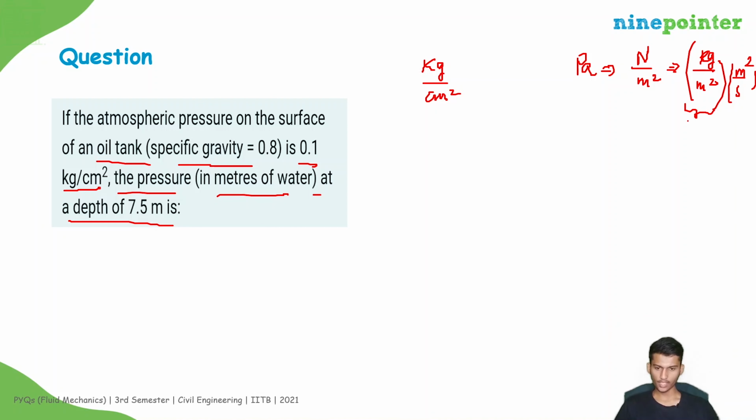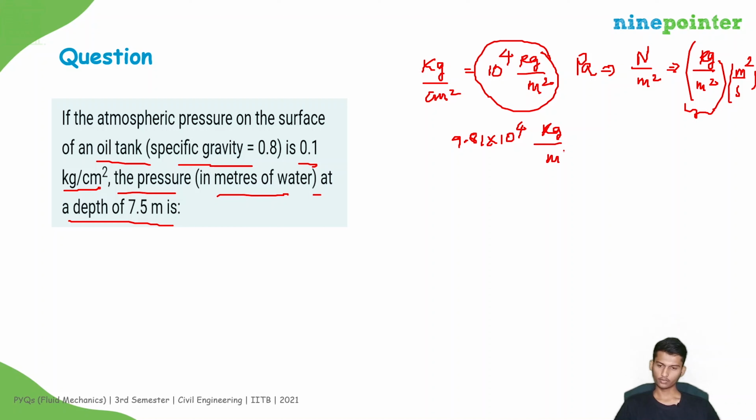But here only this value is given. So this can be written as 10 power 4 kg per meter square, right? If you want to convert it into pascals, it will be 9.81 into 10 power 4 kg per meter square equals 1 pascal, right? But there is no need of converting it into pascals.